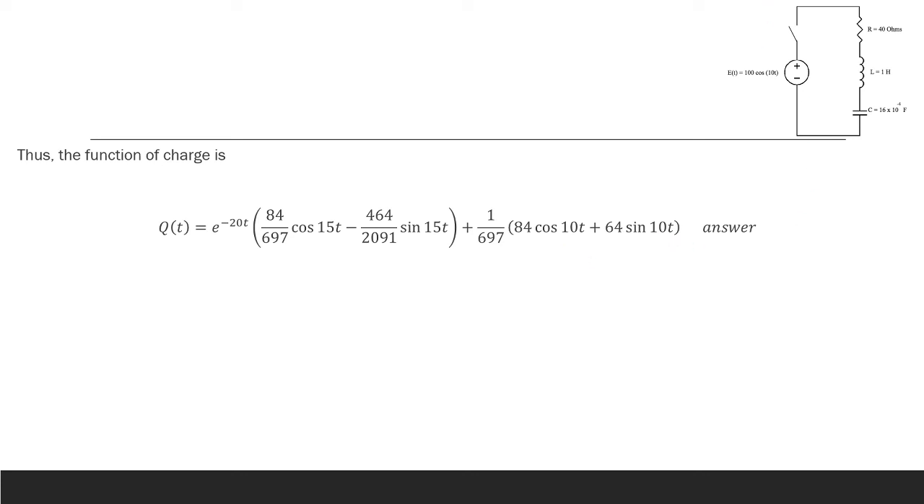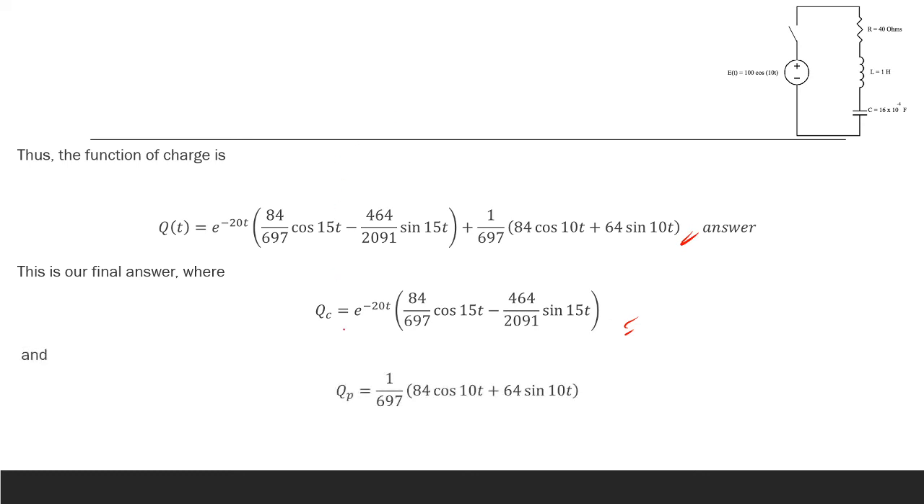Now, kung napansin natin class, in this equation, ang Q of C natin is e raised to negative 20t times 84 over 697 cosine 15t minus 464 over 2091 sine 15t. Now, in this equation class, this is our QC and this is our QP naman. Kung mapapansin, itong QC natin or yung complementary function natin is multiplied to e raised to a negative exponent. So, ano yung tendency? As time passes, what will happen to this value? This class will be approaching 0. So, as time increases, your QC will approach 0.